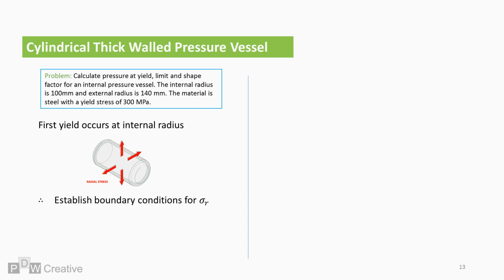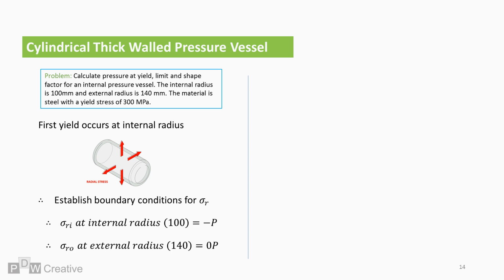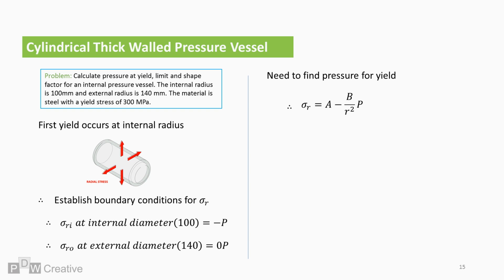Okay, so first we need to establish some boundary conditions for both internal and external radii. Let's label the internal radius minus P, or negative pressure for now. The external pressure we can label 0, as we know the vessel is internally loaded only. Now we need to find the pressure at first yield, and this equation allows us to calculate the radial stress. We have two unknown constants for this equation. These are A and B.